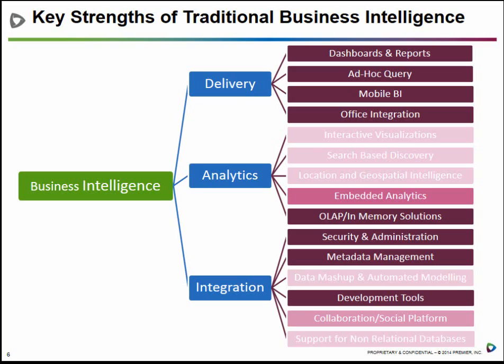Then you have geospatial intelligence, which is now very popular. You all know Google Maps, you all know ESRI, and a lot of these products have integrated themselves with ESRI, especially QlikView and Tableau, which are very close to ESRI-style geospatial intelligence. They are not exactly built for geospatial intelligence, but they give you enhanced capabilities to do that.